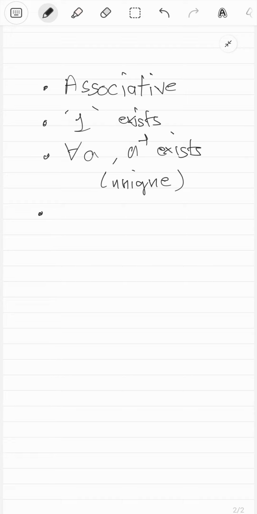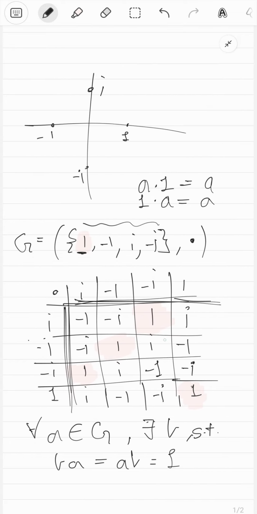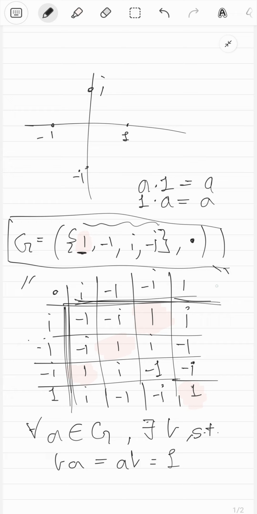Also, what's going to happen is that the multiplication between any two elements, if these two elements are in our set, then the multiplication is also going to be in our set. And you can notice that from this table. This table is what's called the Cayley table for any group. So this is the group, and this is the group's representation as a table.